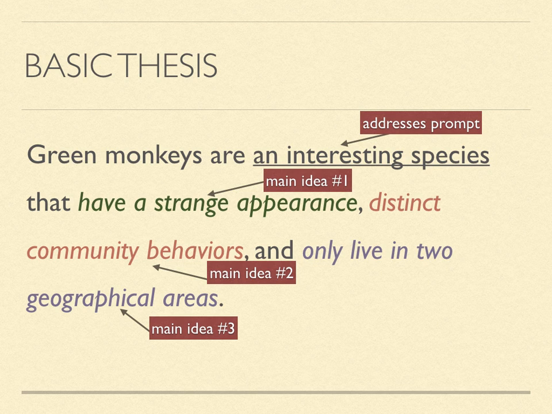Let's look at this one. Green monkeys are an interesting species that have a strange appearance, distinct community behaviors, and only live in 2 geographical areas. Notice that first part, an interesting species, that addresses the prompt directly. And then my main ideas are each listed there separately so that it's very clear to my audience that I have a roadmap.